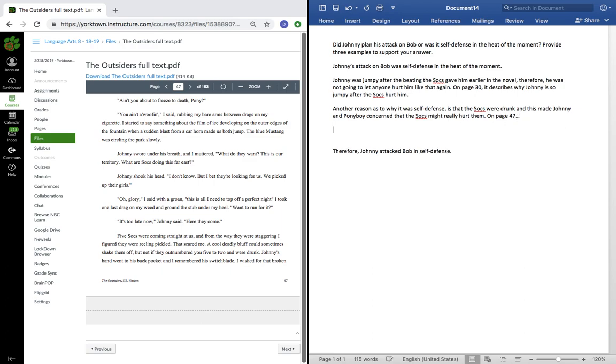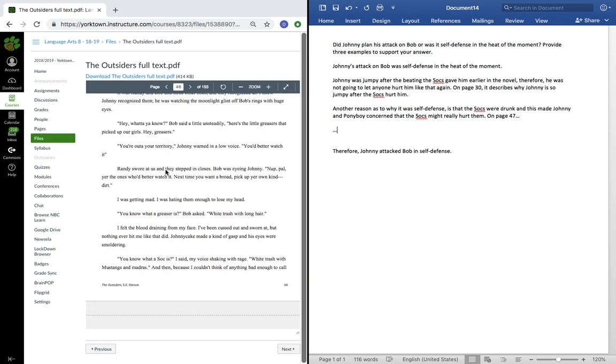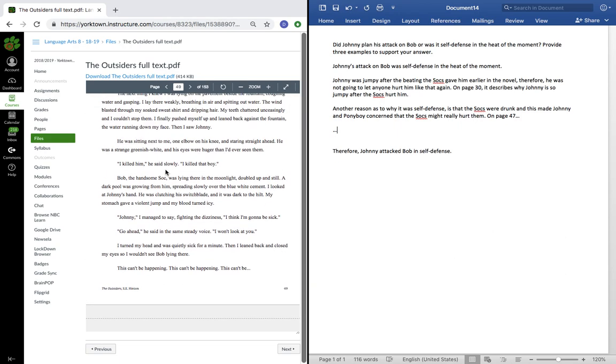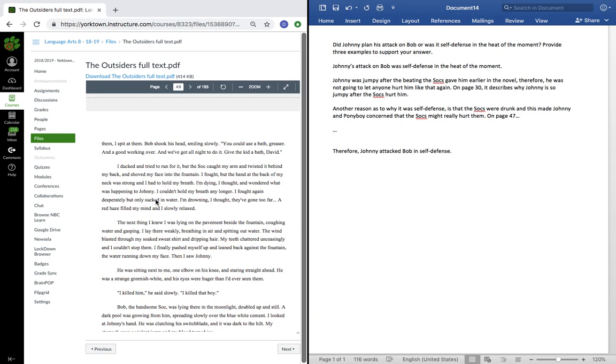And then after this, you'll go down here, you'll have another support. You can go to page 49. On page 49, it talks about how they're being attacked, and we have Ponyboy drowning, and you can bring up that Ponyboy is drowning, and it's on page 49. And then you end with, therefore, Johnny attacks Bob in self-defense. So what you have is your answer. You've provided 3 supports here, and then you once again restated your answer.